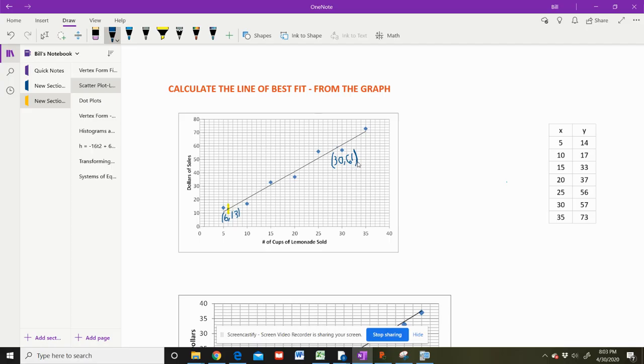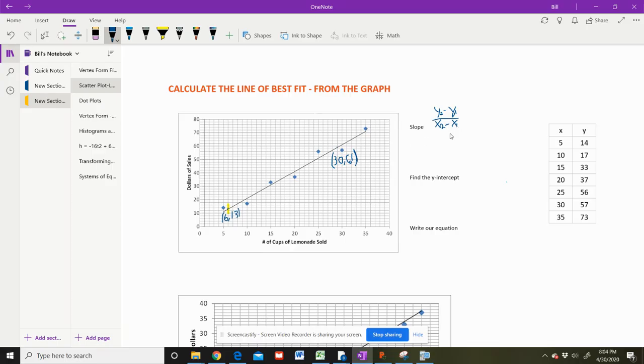We're going to figure out what the slope is. So our first step is the slope. And then we find the y-intercept. And then we write our equation. Okay. So our slope is rise over run. So remember, it's y2 minus y1 all over x2 minus x1.